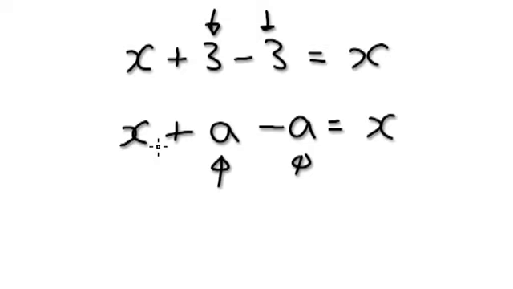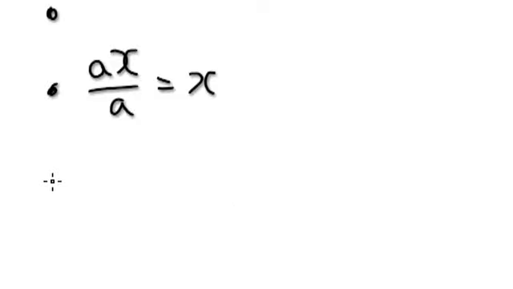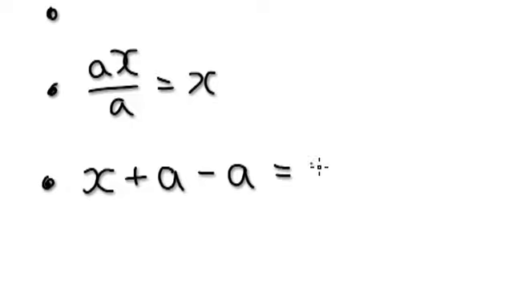So write this down in your formula book. We should have 3 formulas in there already, the last one being ax over a equals x. Now add another one in here. When you start with x and then you add a, and then you take away a, it is going to be x. So write this down.